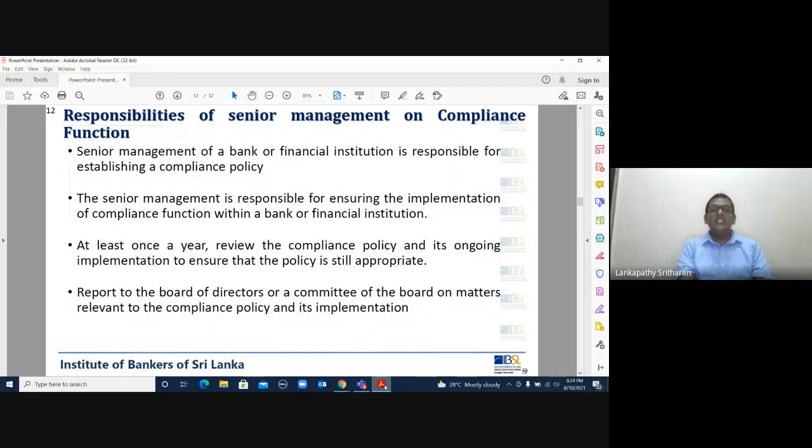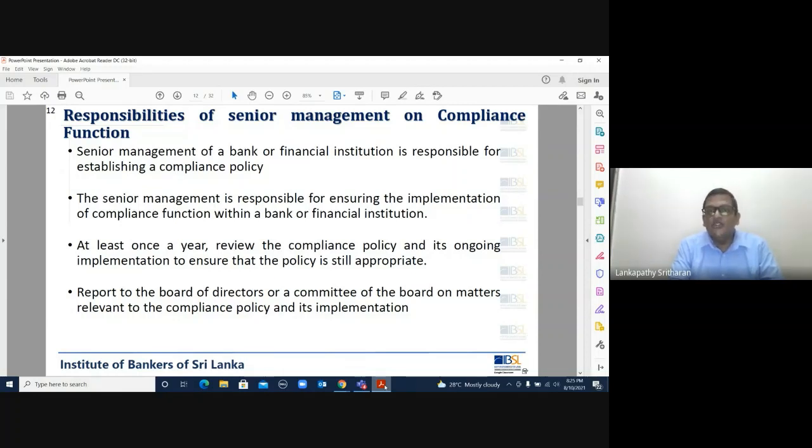So that is the responsibility of the senior management. And report to the board of directors or committee of the board on matters relevant to compliance policy and its implementation, which is the most important function of the senior management. What they have to do is report to the board of directors or committee of the board. I have mentioned this to you all, there may be a subcommittee. So that subcommittee on the matters relevant to the compliance policy and its implementation.